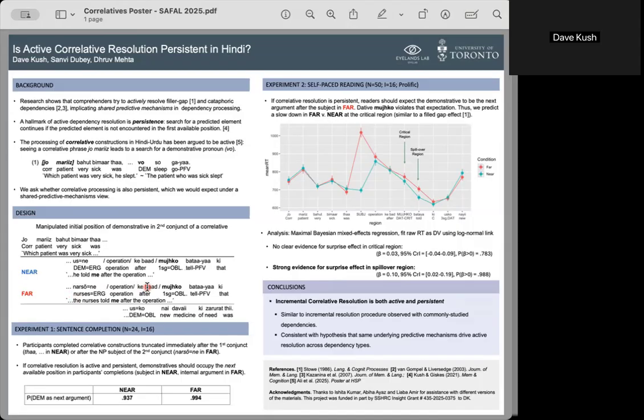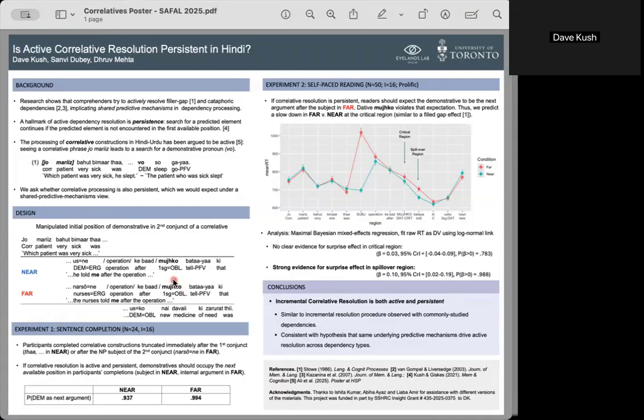And so we reasoned that if people are continuing to look later in the sentence for the demonstrative, and they're actively doing so, they should try to posit that the demonstrative should be the next argument in the main clause. So what we did is we inserted another argument, in this case, the oblique argument mujh, which means "to me", which is not a demonstrative.